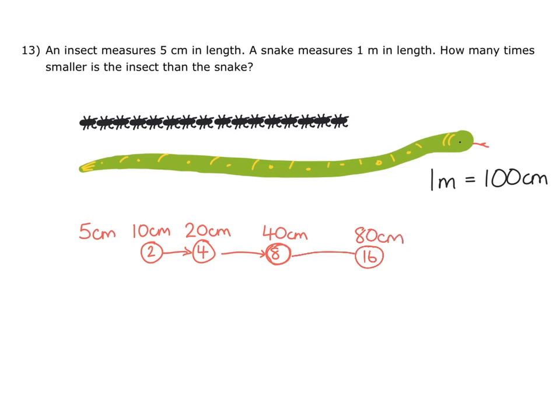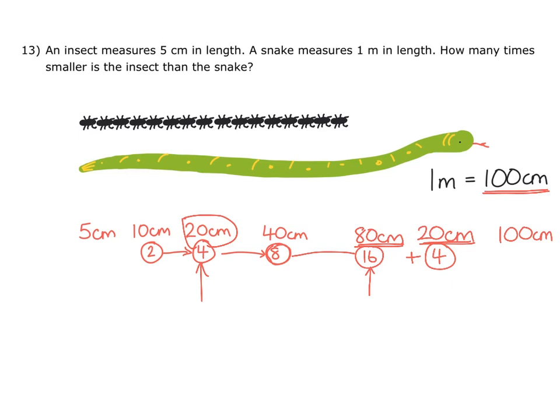Now we can go back to one of our previous measurements. We know that 4 insects have a total measurement of 20 centimetres. And remember, we're trying to make 100 centimetres altogether. If I have 16 insects at 80 centimetres and I added a further 4 insects, this would be adding another 20 centimetres. 80 and 20 makes 100 centimetres.